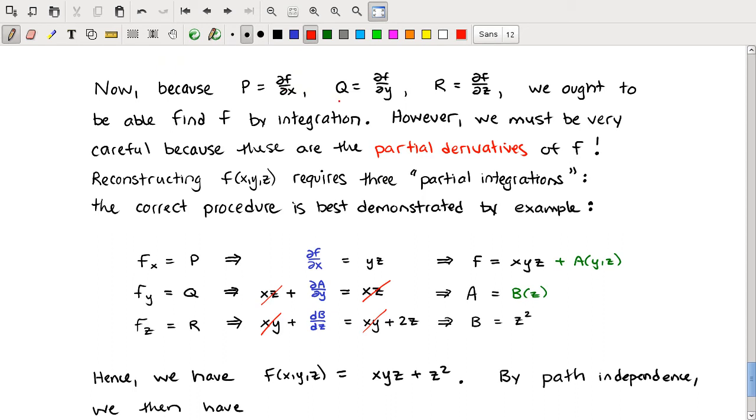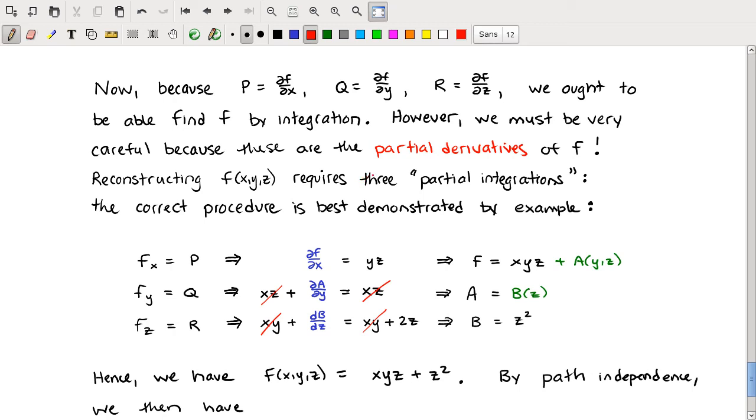We know that P is df dx, we know that Q is df dy, we know that R is df dz, and we have P, Q, and R. They're given to us in the problem. So we ought to be able to find F itself by integration. As indicated here in the text, though, we have to be really careful because we're only given the partial derivatives. We're going to illustrate the procedure which our book calls partial integration.